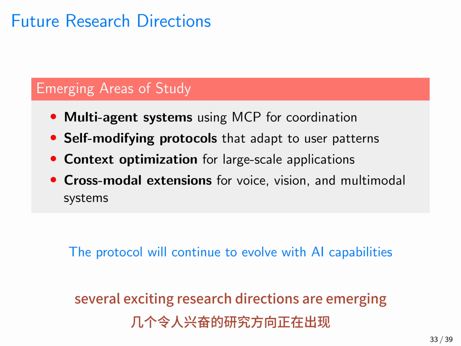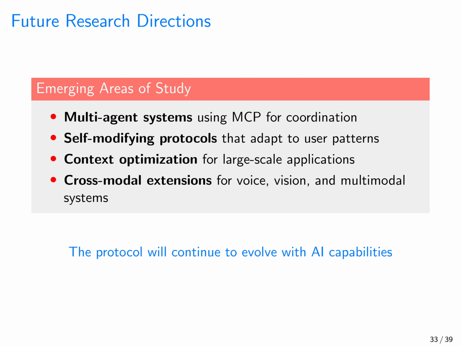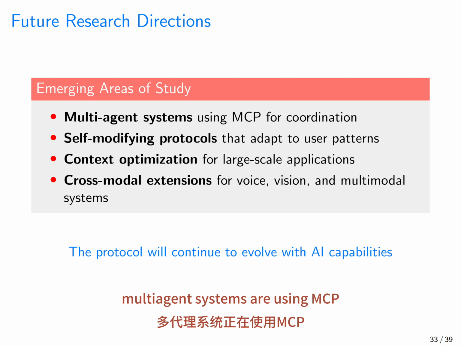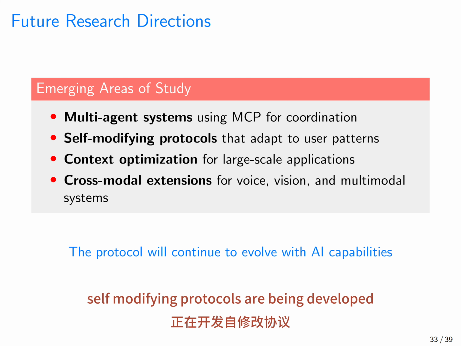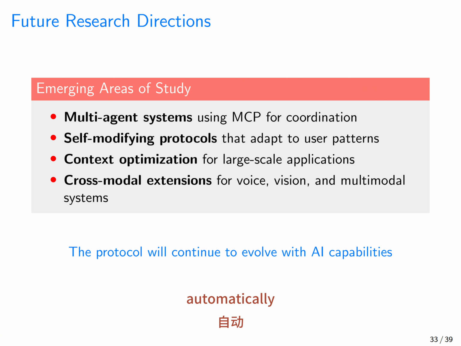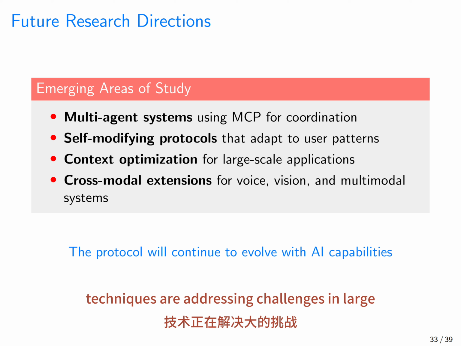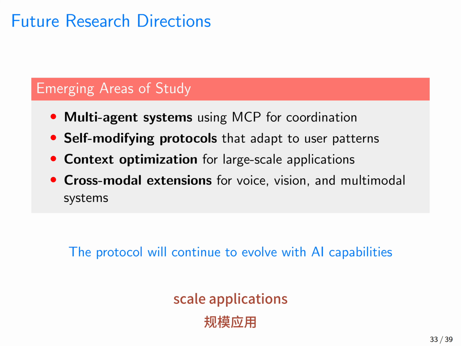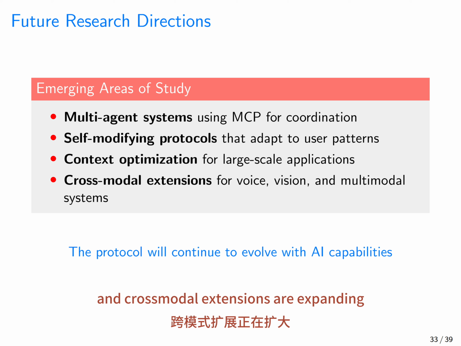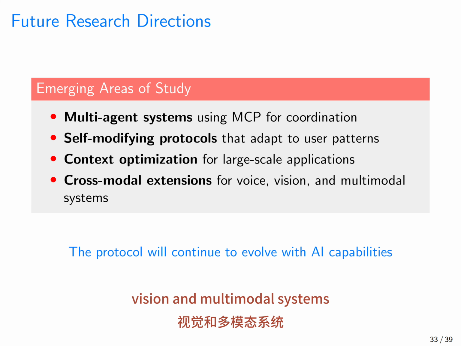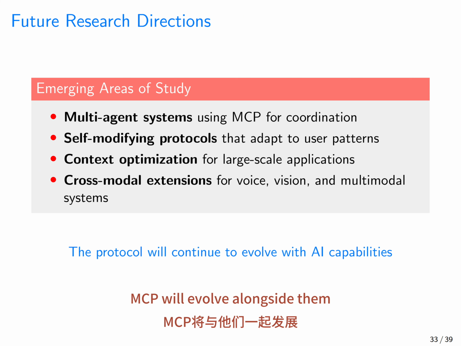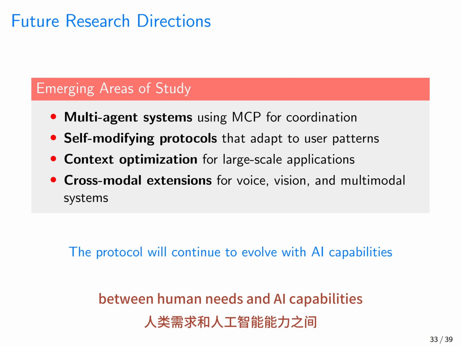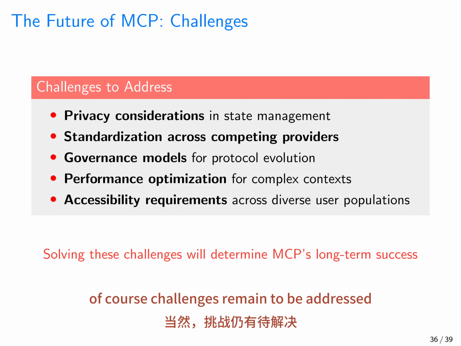Looking to the future, several exciting research directions are emerging. Multi-agent systems are using MCP for coordination between different specialized AI agents. Self-modifying protocols are being developed that adapt to user patterns automatically. Context optimization techniques are addressing challenges in large-scale applications. And cross-modal extensions are expanding MCP's capabilities to voice, vision, and multimodal systems. As AI capabilities continue to evolve, MCP will evolve alongside them, maintaining its role as the bridge between human needs and AI capabilities. Of course, challenges remain to be addressed.